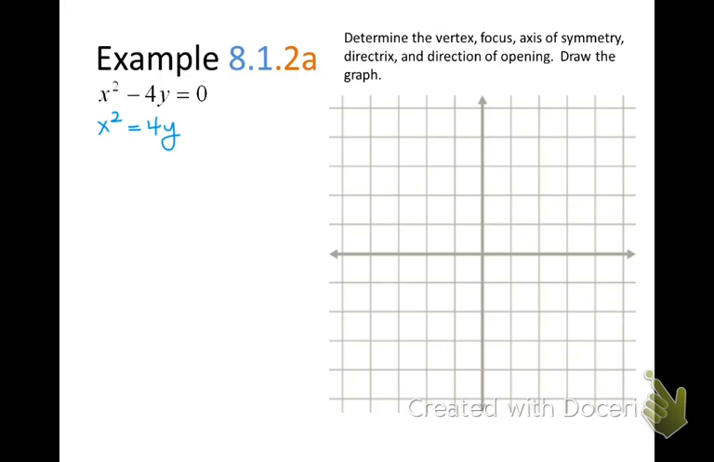Based on this, can you guys tell me, and I usually like to start with the direction of opening. So can you guys tell me which way this opens? So the fact that you have x squared means, is it vertical or horizontal? Vertical with a positive coefficient means it opens up, right? Can you tell me what your p-value is? Huh? Why is it 1? Mimi, why is this coefficient 1?